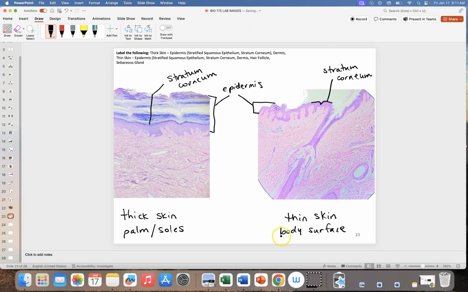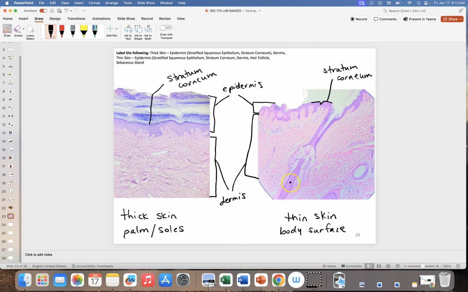And another thing that we are going to note in thin skin are some different accessory structures that we don't see in thick skin. Accessory structures, remember, are found in the next layer of our skin. We'll outline that here on either side. So this layer here is known as the dermis.